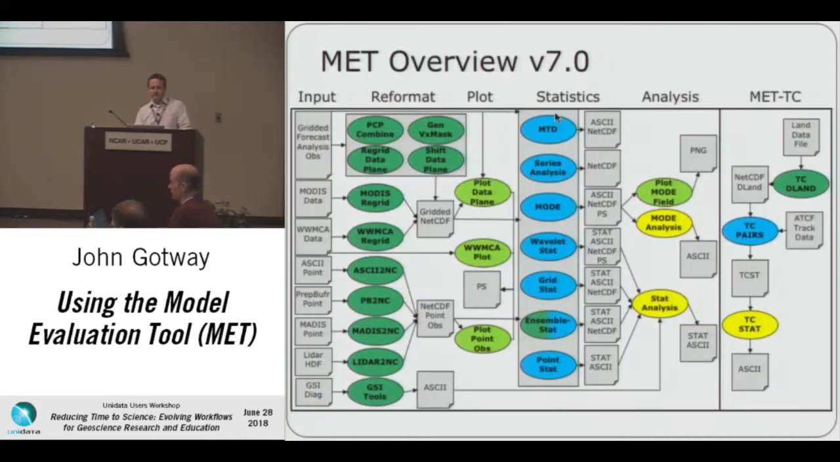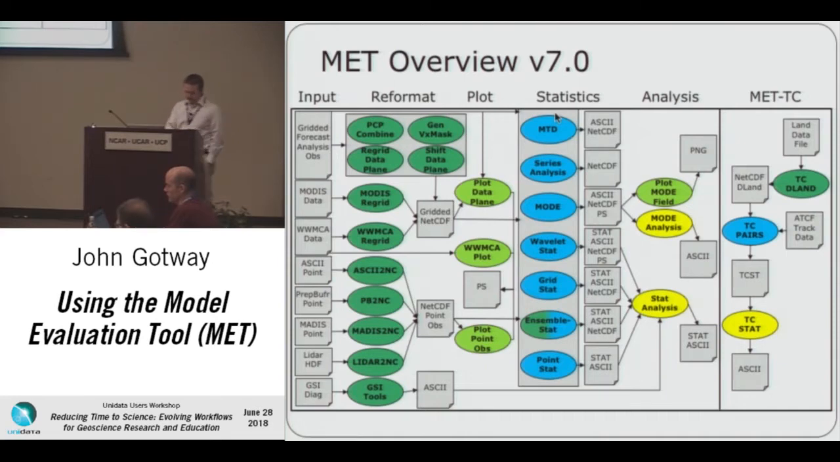So what is MET? What are the tools? Here I have a flowchart with a bunch of colored ovals and gray boxes. Each colored oval is an executable in the MET package, and each of the gray boxes represents the input and output files for those tools. The tools shown in dark green do some amount of reformatting, for gridded or point data, preparing data for use in the MET software.